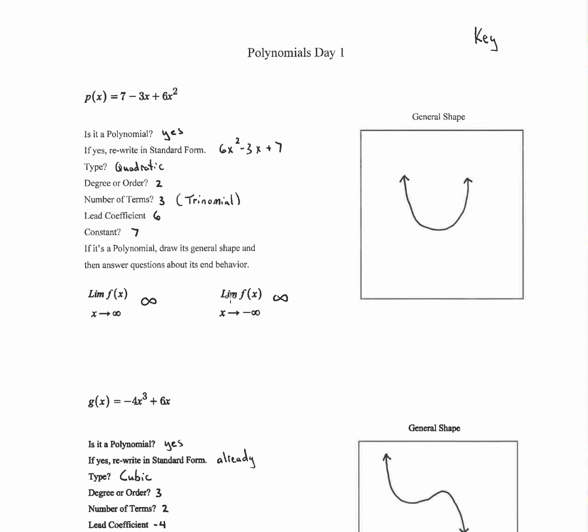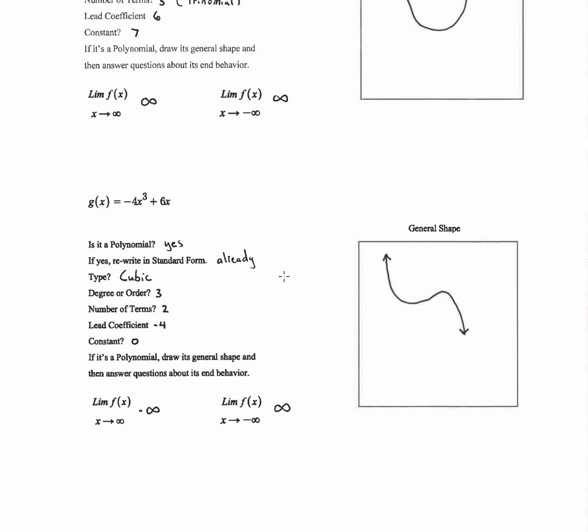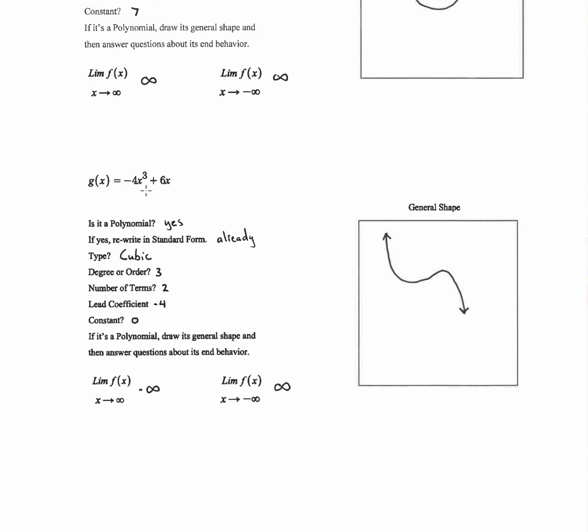This says what's the limit of our function as we let x get closer and closer to negative infinity. All that's saying is what's happening to our function as we scroll to the left. Well, it's also positive infinity. Okay, these are end behavior questions. And so it's really saying what's happening to the right on our graph, what's happening to the left on our graph.